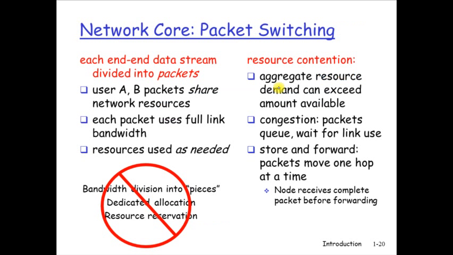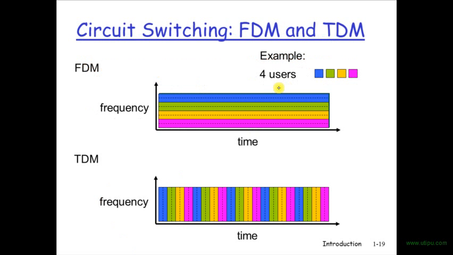So what is packet switching? In packet switching, users share the same network resource. Nothing is reserved. And once you access the network, you access the link, you can use the full bandwidth. What do you mean by full bandwidth? In the FDM case, you can use all the frequencies. In the TDM, as long as you can access it, there's no limitation on how long you're going to use it.